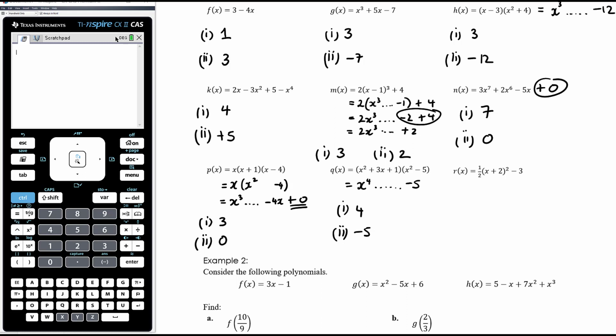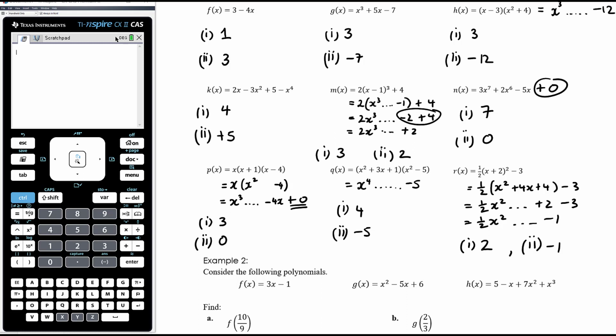And then finally, r of x is a quadratic function. If you think about expanding that out, you're going to have x squared plus 4x plus 4 with the perfect square. And so the first term is going to be half x squared, and then you're going to have half times 4, which is plus 2, and then take away 3. So you're going to have half x squared and minus 1 at the end. So your degree is 2, and your constant term is -1.